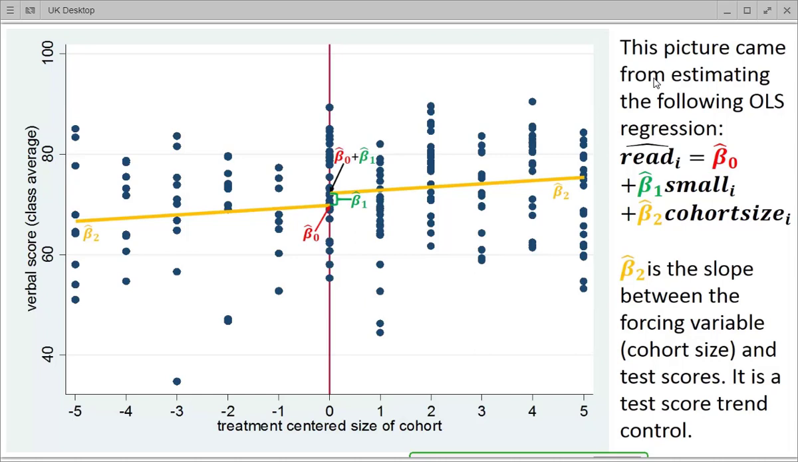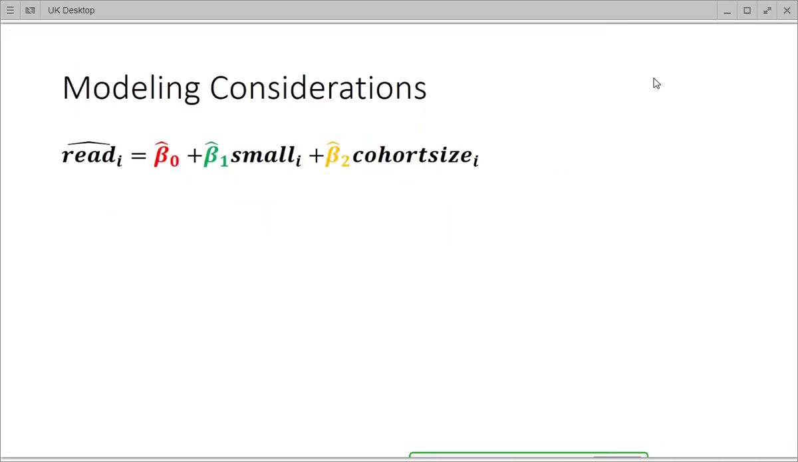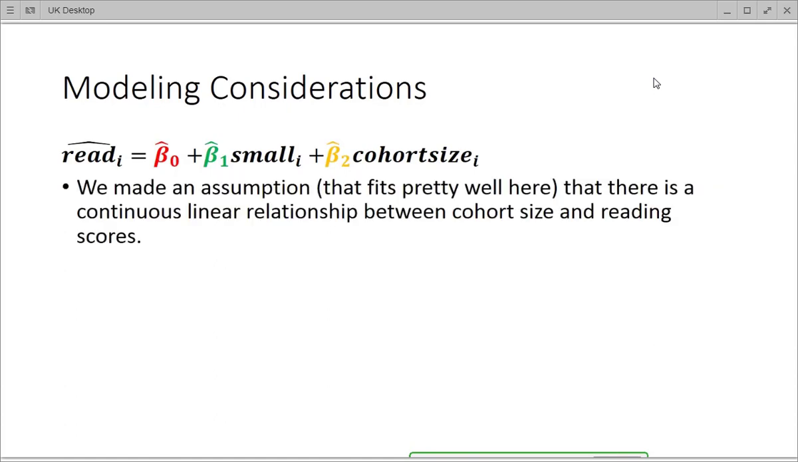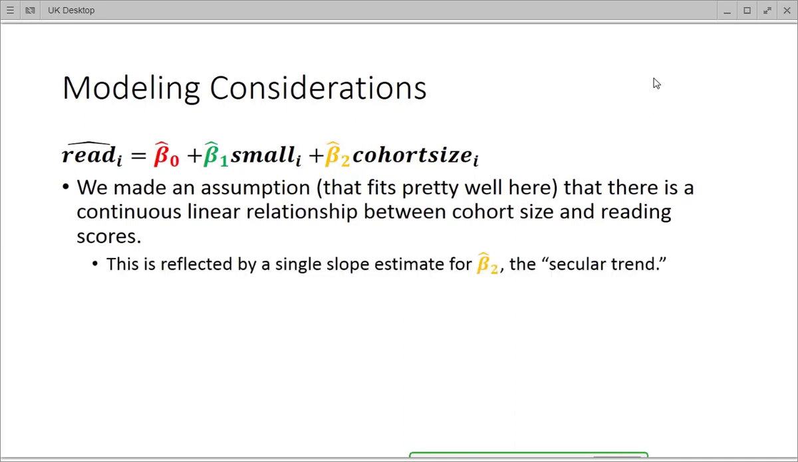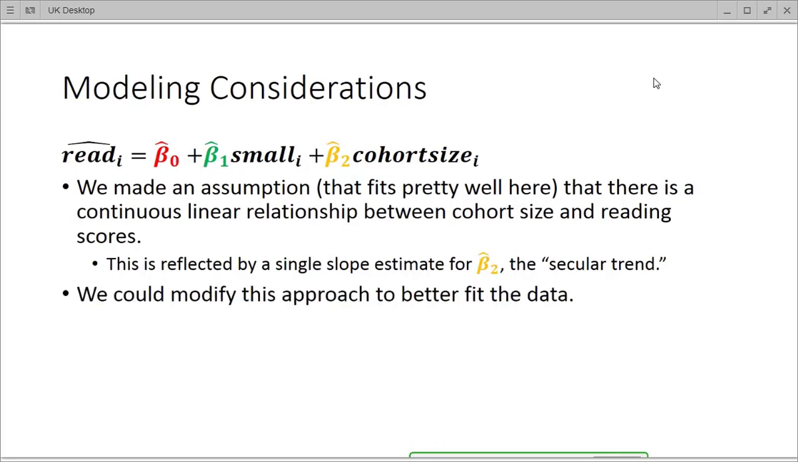That's giving you kind of a graphical mechanics behind what's going on with regression discontinuity. Now, there's several things that we could take into account when we are actually trying to model this. We first made an assumption that fits pretty well in this instance, that there's some sort of continuous linear relationship between cohort size and reading scores. And this is reflected by just estimating a single continuous linear trend, or the secular trend, between cohort size and test scores. Now, we could modify this approach to better fit the data.